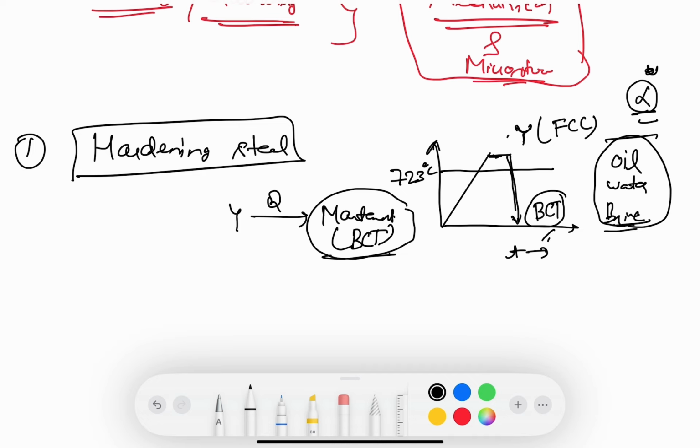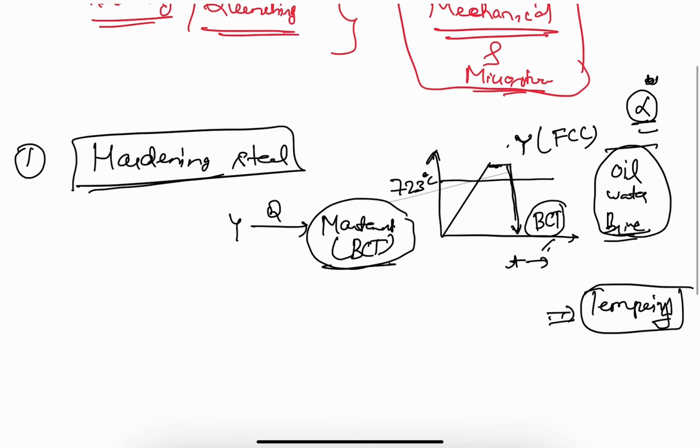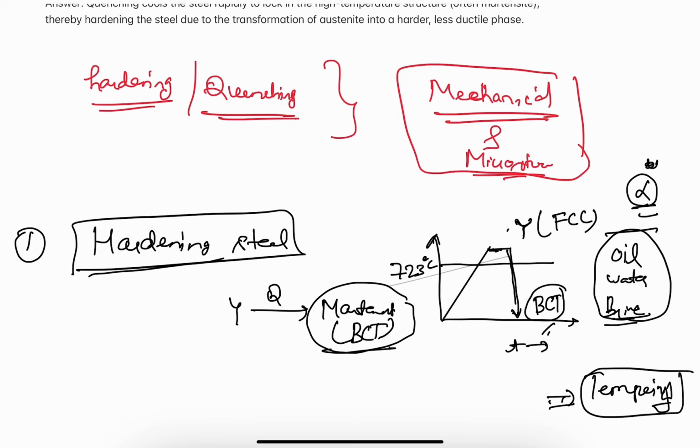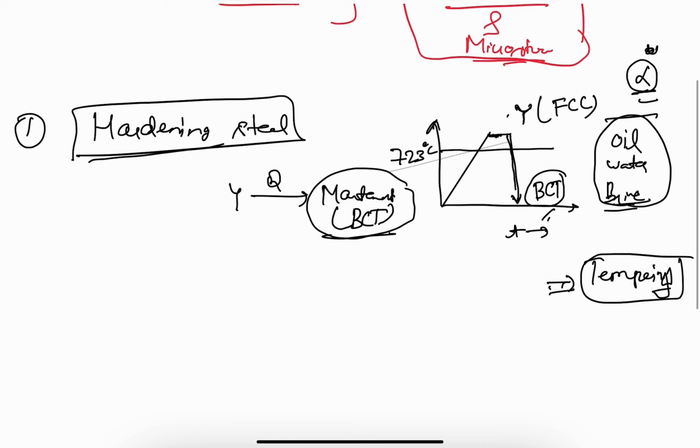But at the same time, it will become more brittle as well. So if you want a good combination of hardness and ductility, you need to do another heat treatment, which we call tempering. We will not discuss tempering in this video, but I'm just saying that it is required. What is the second purpose? The main purpose is to harden the steel and get this martensite structure, which is harder compared to other available crystal structures like ferrite or austenite.